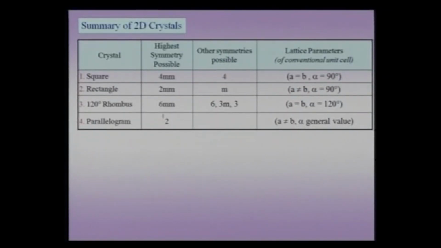Now, we of course can use lattice parameters to describe these kinds of crystals, and when I am talking about lattice parameters, I am talking about a preferred unit cell, or the conventional unit cell. And we had seen that for the case of a square crystal, this would be the preferred one, A equal to B, alpha equal to 90 degrees. In the case of the rectangle, A is not equal to B, alpha still happens to be 90 degrees, and so forth, as listed in this table.